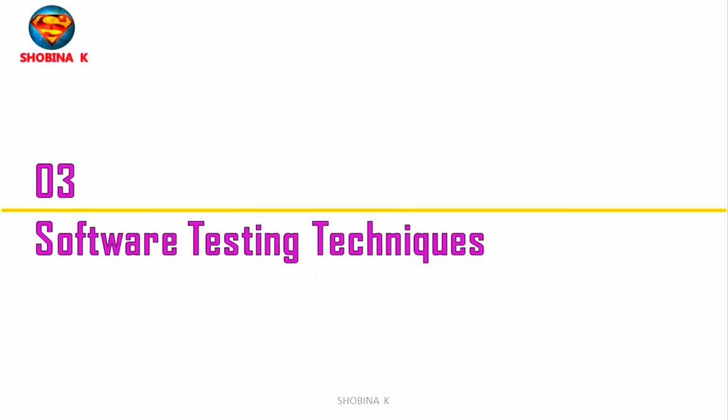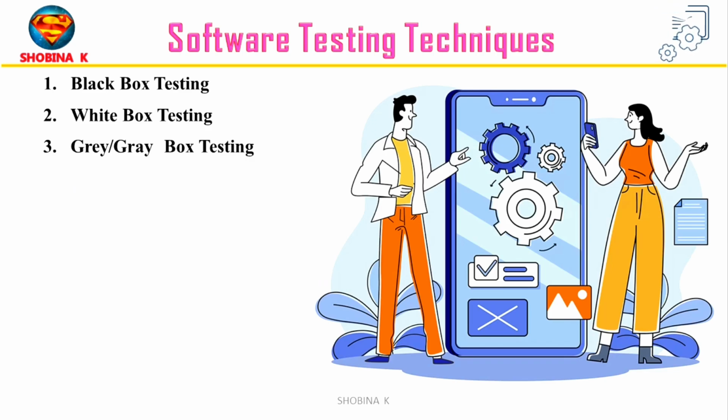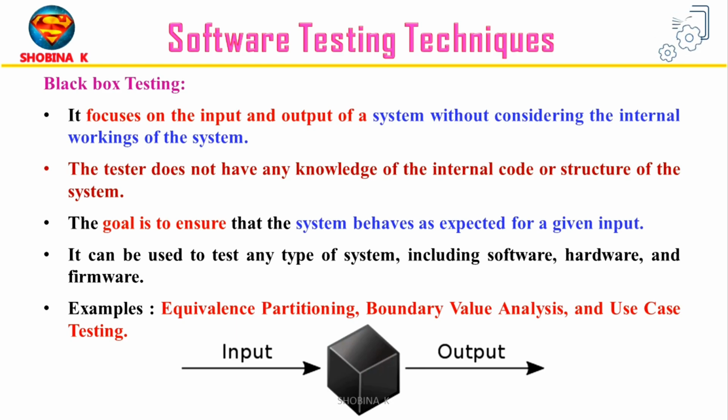Now let's discuss some common software testing techniques. There are three common software testing techniques, which are black box testing, white box testing, and gray box testing. Black box testing focuses on system input and output without considering the internal workings. So black box testing concentrates on the external behavior of the system, which examines how it responds to various inputs without delving into its internal workings.